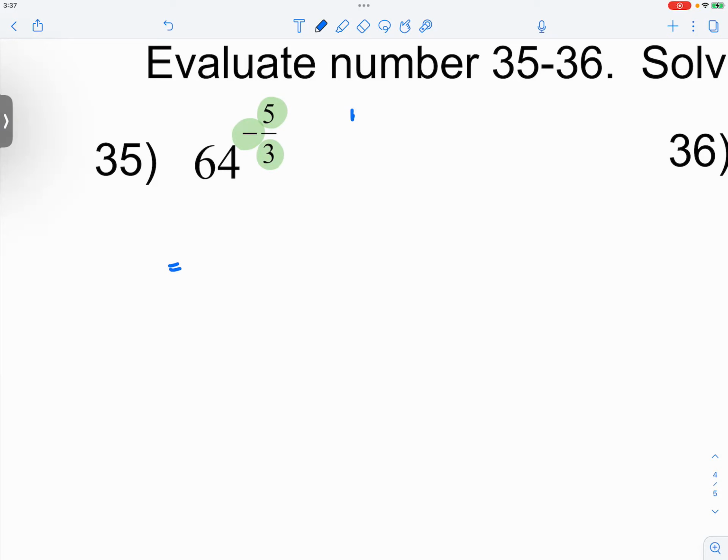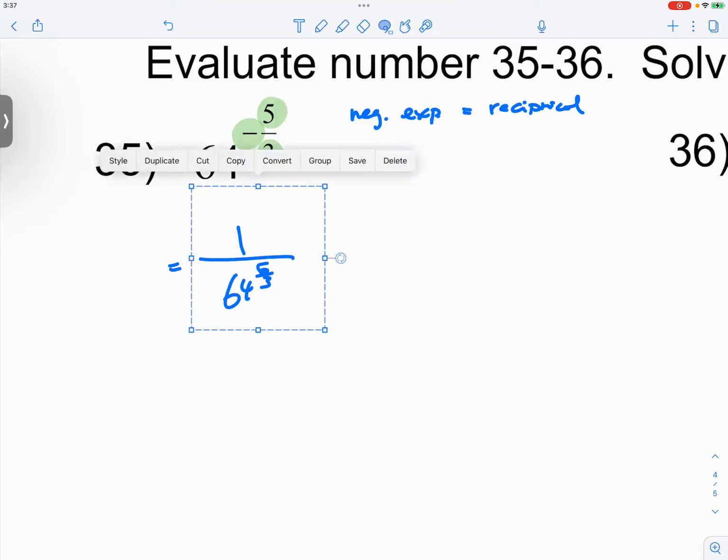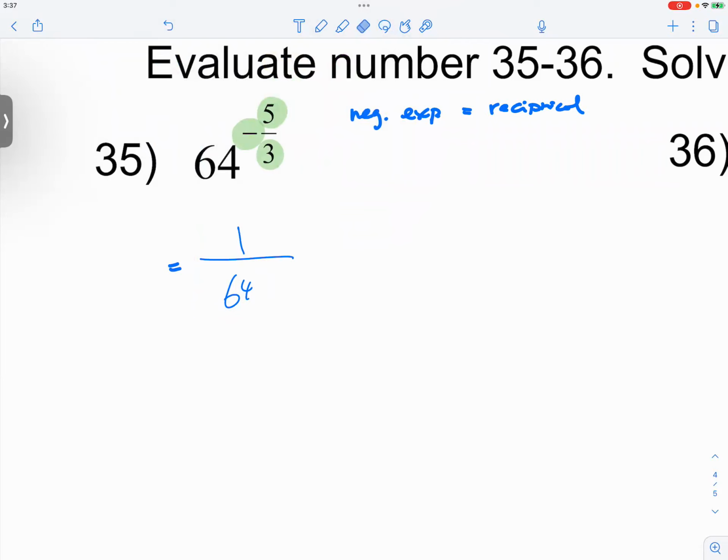Okay, the first thing is negative exponent. It means reciprocal. So we're going to have 1 over 64 to the 5/3 power. Let me go ahead and make the writing a little bit thinner. Okay, you can see better. So right here, 5/3. And then what about the numerator? The numerator is about the power. The denominator is about the root.